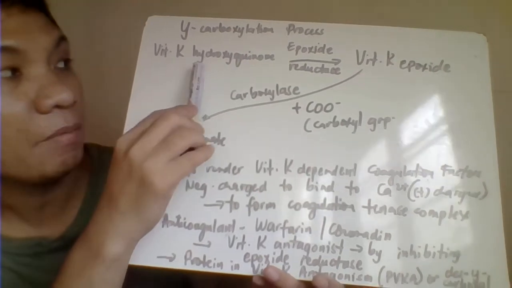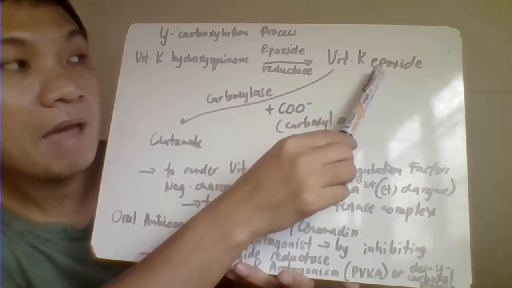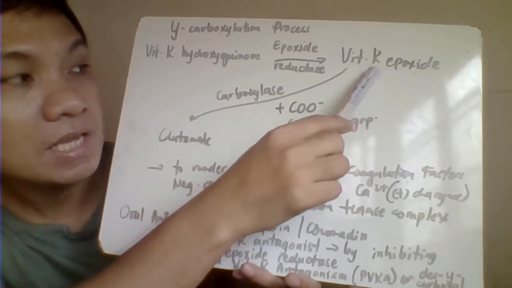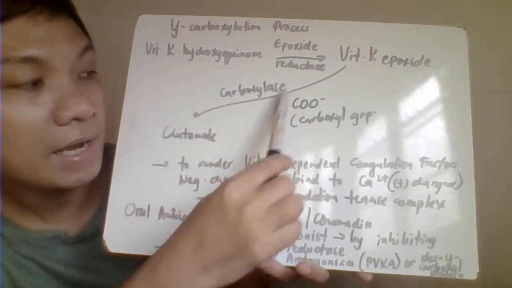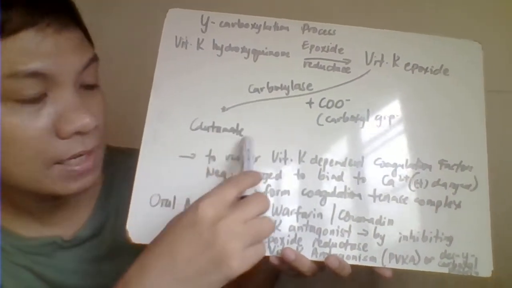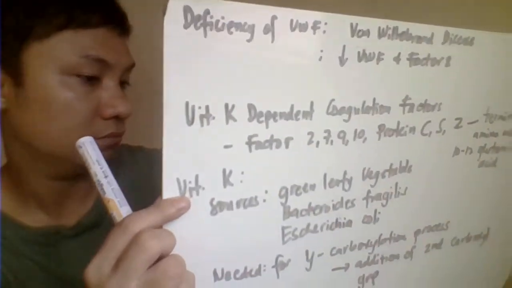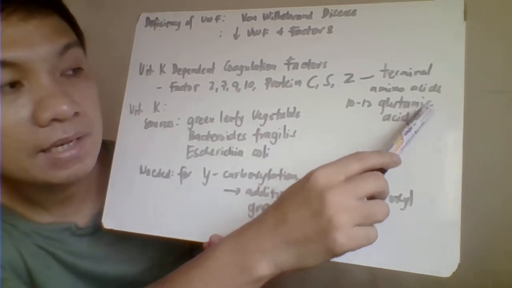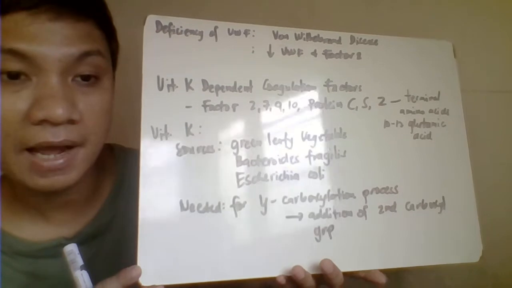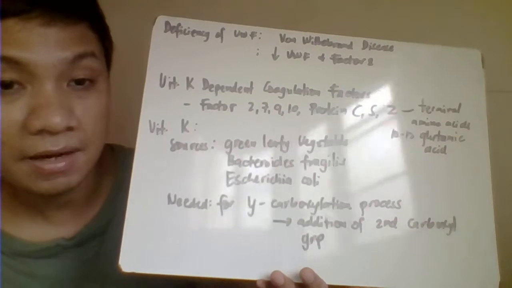So vitamin K in the form of your vitamin K hydroxyquinone, okay, that will be converted to your vitamin K epoxide by the enzyme epoxide reductase. Then, pag na-convert na siya dito, kailangan mo ng enzyme na carboxylase para mag-add ka ng second na carboxyl group. Ang second carboxyl group dito ka sa glutamic acid ng mga ito. So, dito siya mag-add. Okay, dito siya mag-add sa kanyang terminal end. Dito siya mag-add ng second na carboxyl group for that, to undergo here your gamma carboxylation. Again, gamma carboxylation is just addition of the second na carboxyl group.